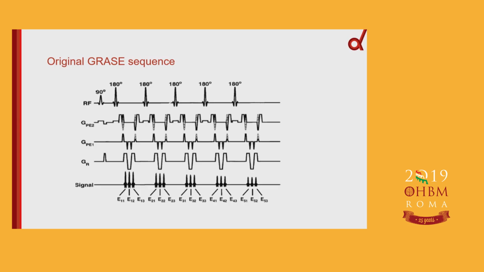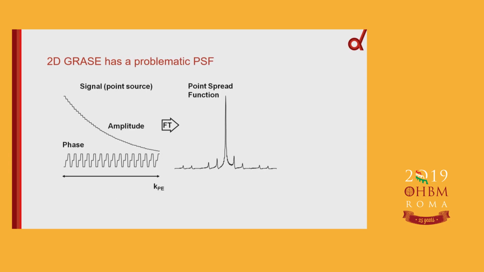Just to go back to the originals and the basics, the original GRASE sequence looked something like this: 90, 180, 180. Essentially, it's a string of spin echoes with a gradient echo readout associated with it. And in my more wicked moments, I tend to say things like it has all the disadvantages of turbo spin echo and EPI, and a few of its own as well. But it's essentially a nice way of accelerating things.